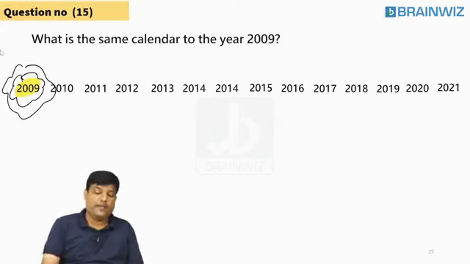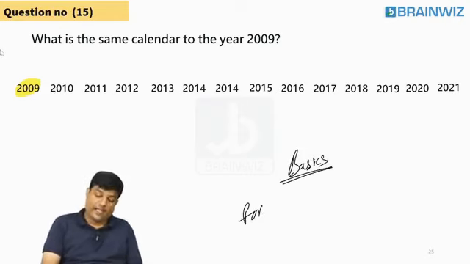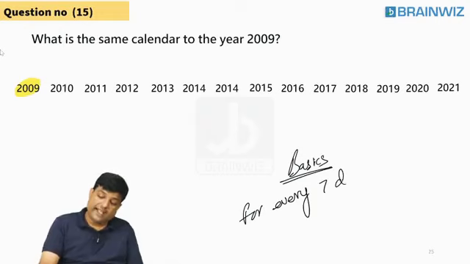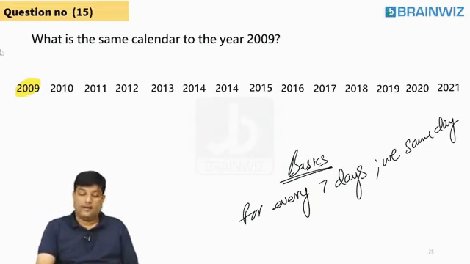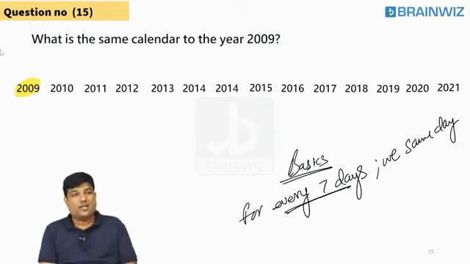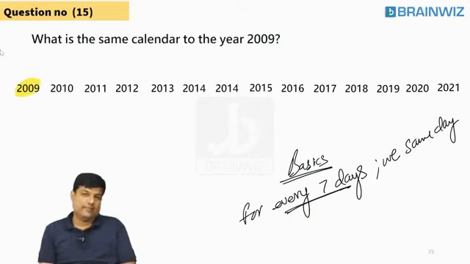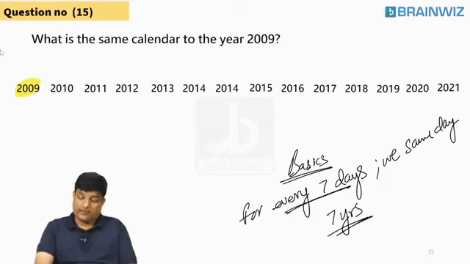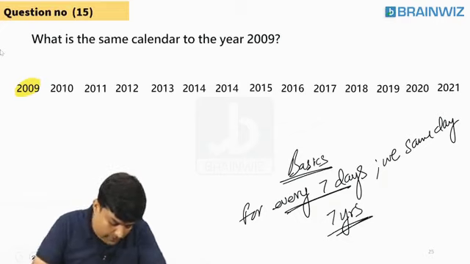Is it fine, everybody? For doing this thing, you have to understand one basic, what we have learned yesterday. For every 7 days, we have the same day. If today is Sunday, for every 7 days, we have the same day. After 7 days, we have Sunday. After 14 days, we have a Sunday. Not 7 years. This you have to understand. You should not remove 7 years. We have to remove 7 days. Shall we remove, everybody? How to remove?